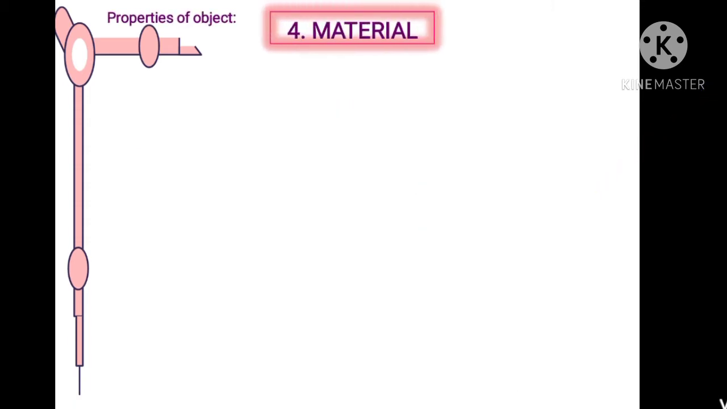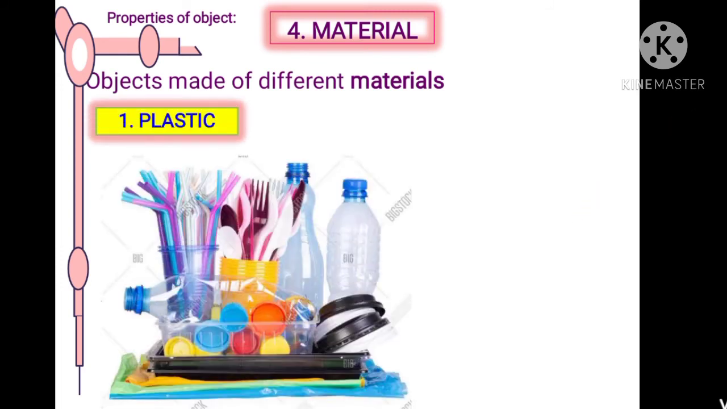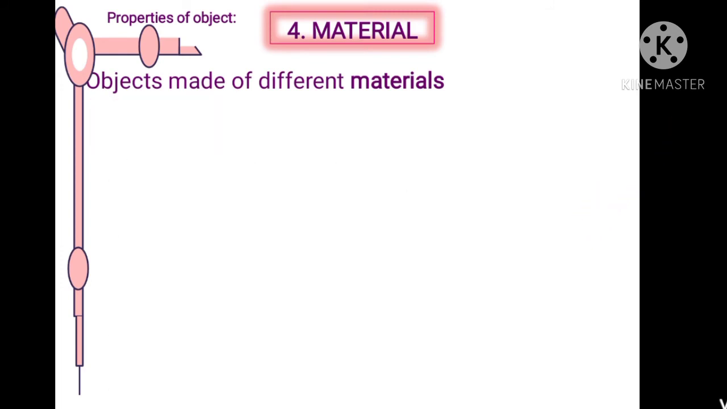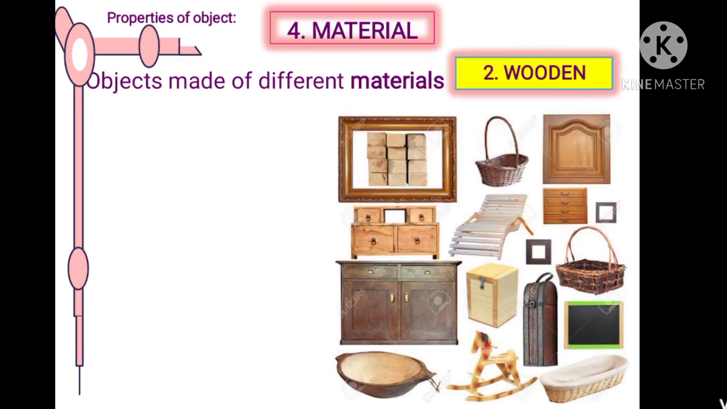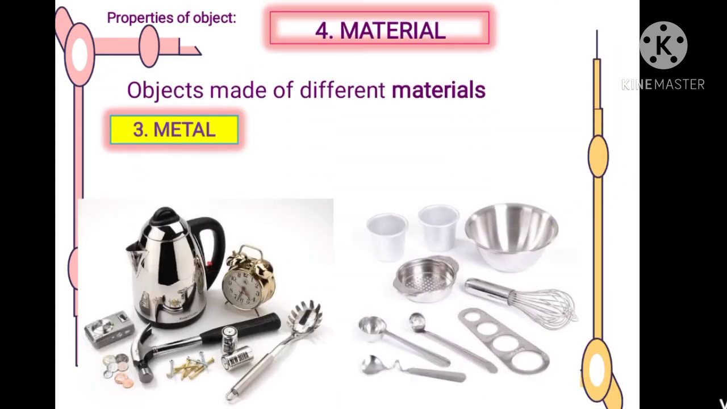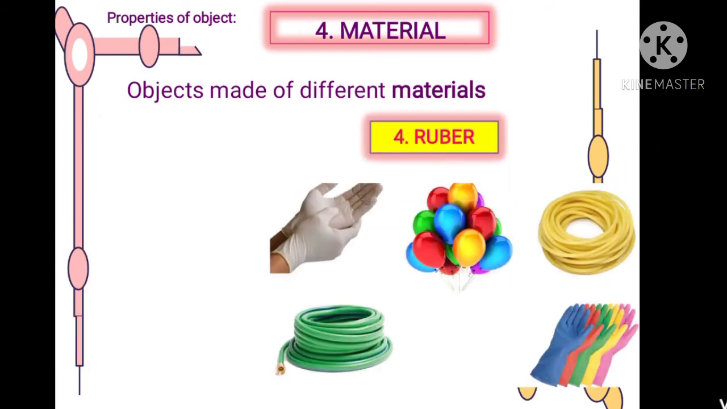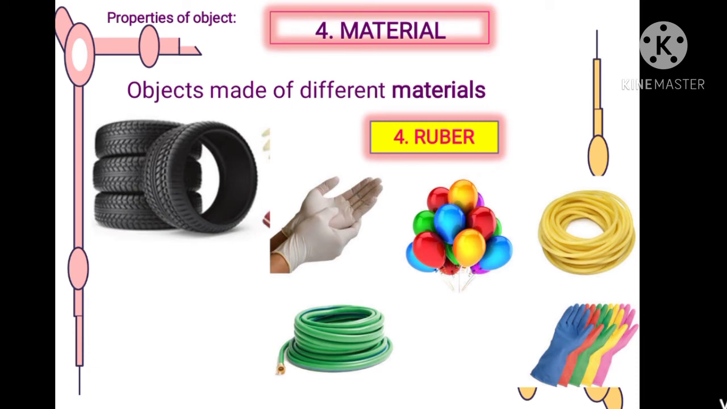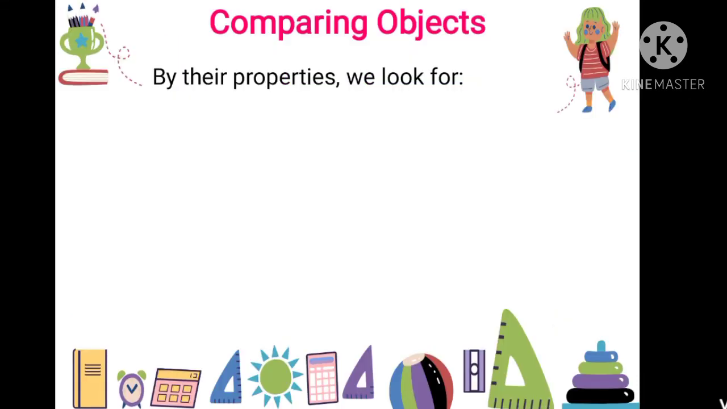And then property of object number 4 is material. Objects can be made of different materials such as plastic, wooden, metal, and rubber. We will discuss them one by one.